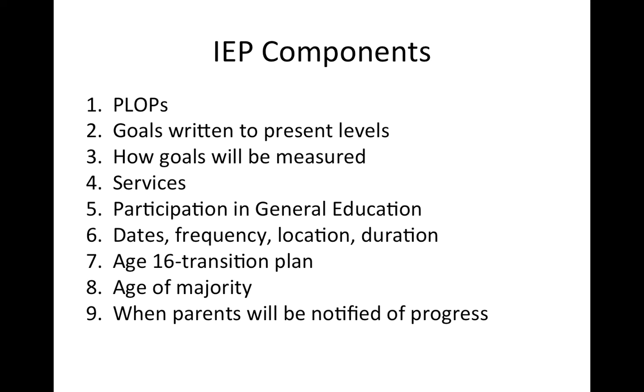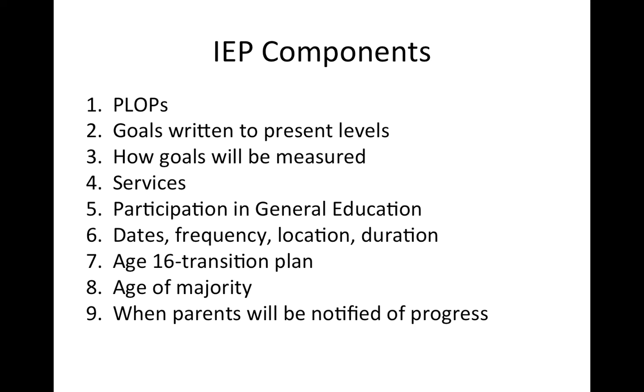So these are the IEP components. 1 are present levels of performance. 2 are goals written to these present levels of performance. 3, a statement of how these goals will be measured. 4, what services the student will receive. 5, how often the student will participate in general education. The dates, frequency, location, and duration of services. All 4 of these must be spelled out in the IEP very explicitly.